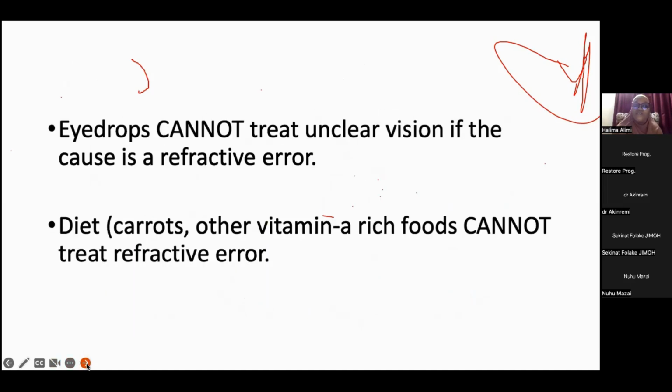Now, I need to emphasize, because I get asked this question a lot, that eye drops cannot, will not treat unclear vision if the cause is a refractive error. I get asked this a lot: can't the child use eye drops rather than glasses? The answer is no. Eye drops are not an alternative. Neither is diet. Again, I get asked, how about if the child takes a lot of vitamin A and eats lots of carrots? So again, I say to you, it's good to have a good diet, but this does not substitute as treatment for a refractive error in anybody.